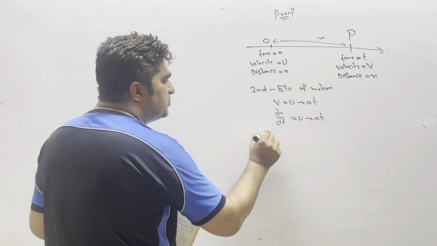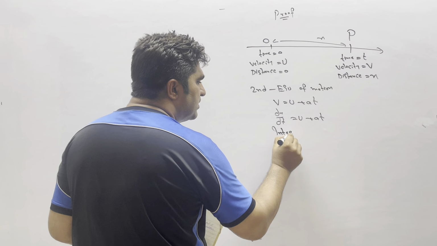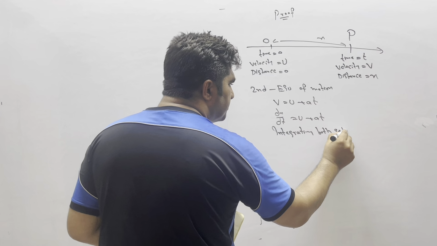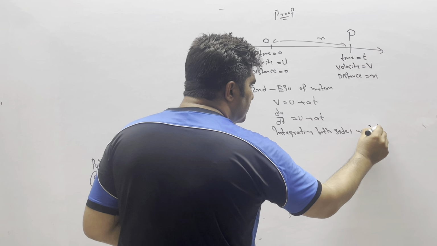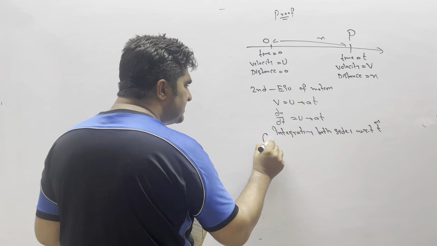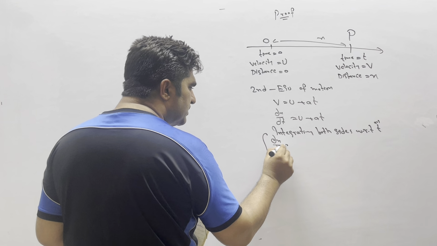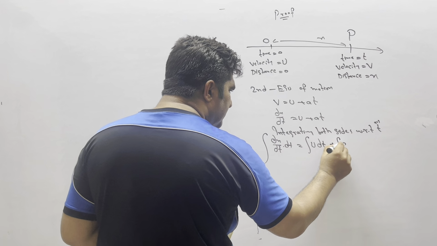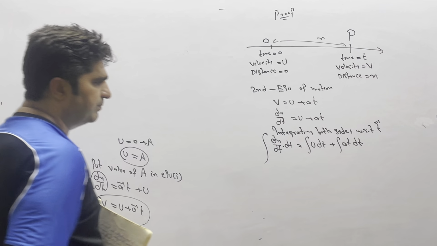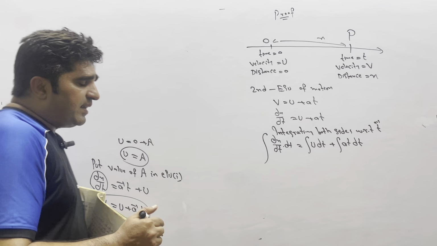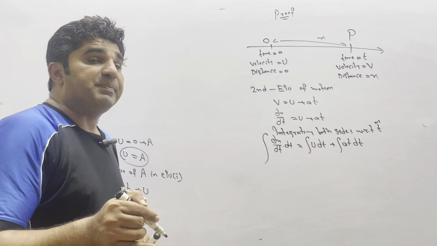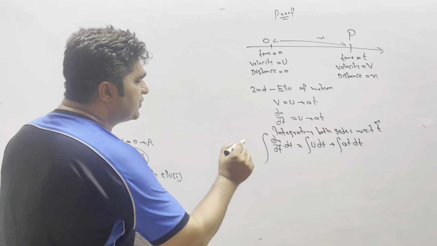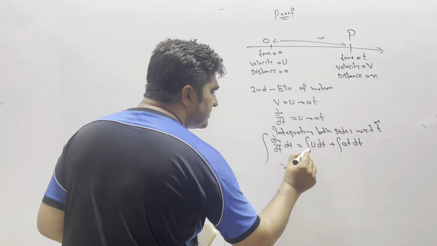What I will do here is integrate both sides. Keep in mind that you are integrating with respect to t. The integral of dx over dt dt equals the integral of u dt plus the integral of at dt. You know x has a derivative dx over dt, which means dx over dt has an integration x, because integration is the reverse process of derivative.